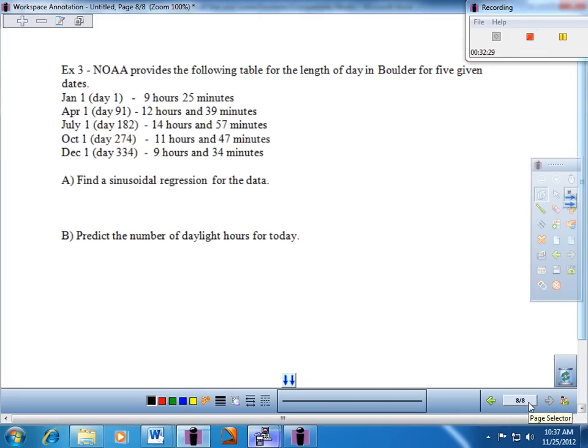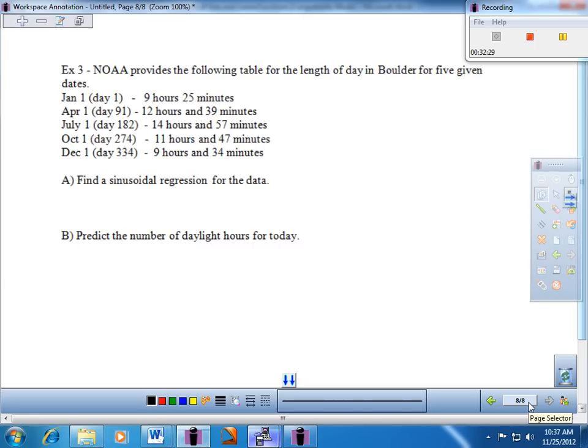So a sinusoidal piece of data that we're going to take a look at. We're going to need our graphing calculator for this piece. So refocus if you can, and let's do the example 3 as a result. So NOAA provides the following table for the length of day in Boulder for 5 given dates. And so what we're going to do here is find a sinusoidal regression.